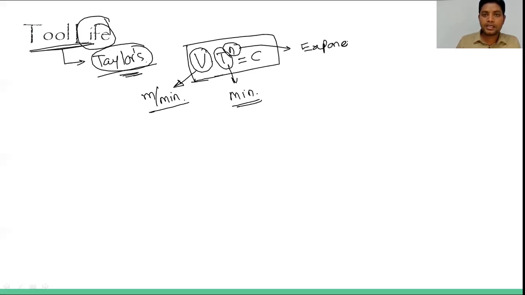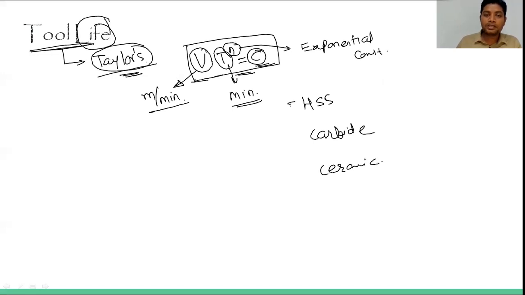Okay, this is basically the exponential constant, and C is basically a constant only. Now if this is the equation, then generally this question has been asked for three materials: one is HSS, that is high speed steel, carbide, and ceramic.